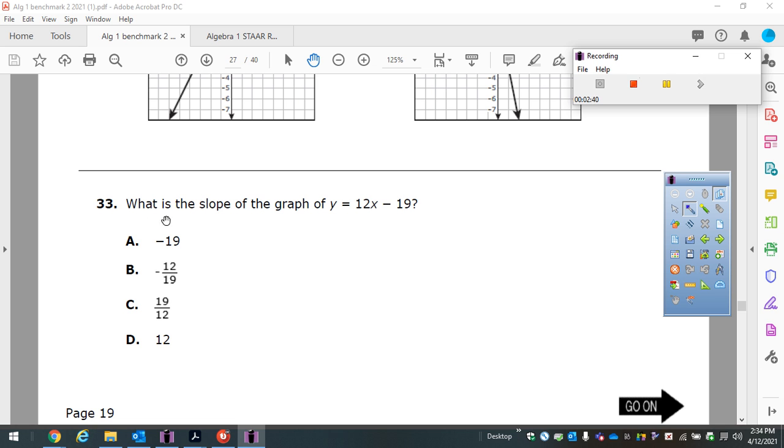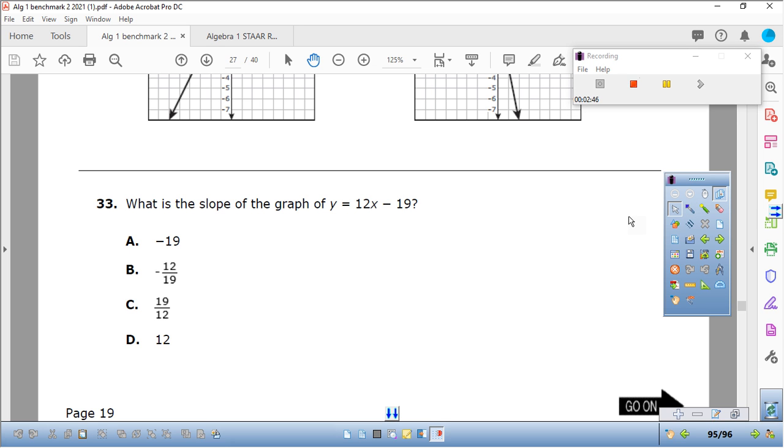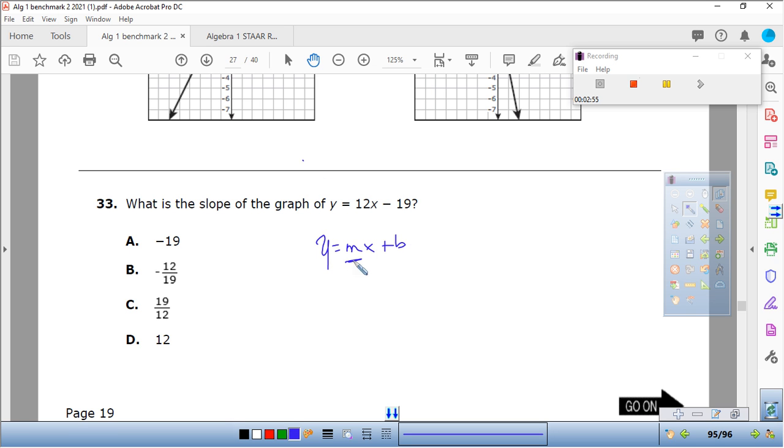So let me just answer this one. What is the slope of the graph of y? Again, this comes in the format of y equals mx plus b. M is going to be your slope, okay? And this is your y-intercept. Your slope is going to be by the x. You see that x right there? There's your x. Y next to it is 12. Perfect.